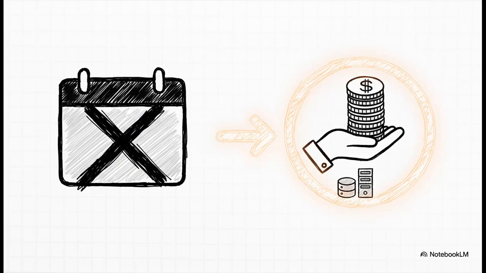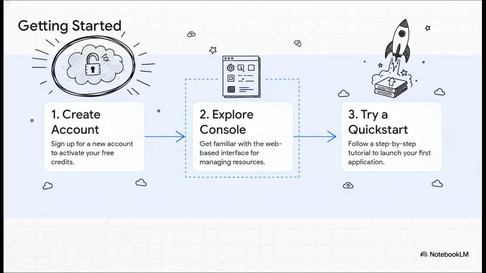And get this, it's not just the $300. You also get access to over 20 products that have an always free tier. This means you can run small applications and test things out, potentially forever, without spending a dime. It's a genuine way to build and learn on the platform. So, you ready to start?